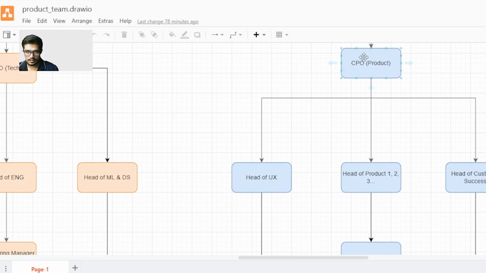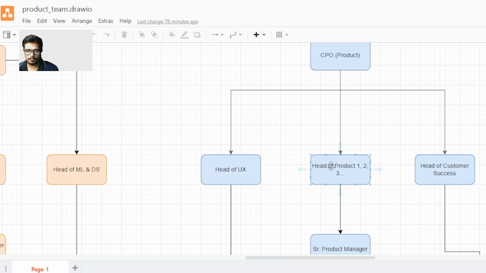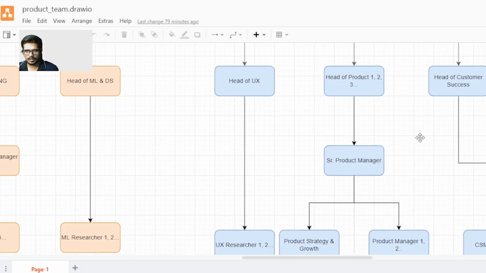The product team is headed by the CPO, who then has a head of UX, which is user experience, and a head of product. The CPO might have multiple product lines, right? So head of product line 1, head of product line 2, head of product line 3, etc. And then there is a head of customer success, which is more from the user experience perspective. Now, each of these guys will have, again, sub-segmentation.